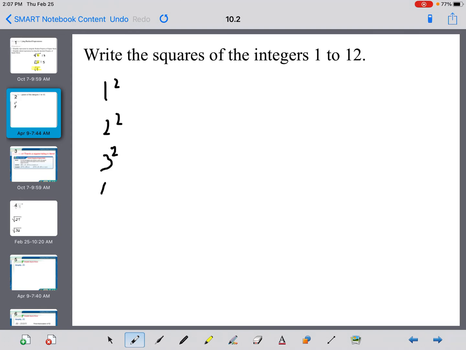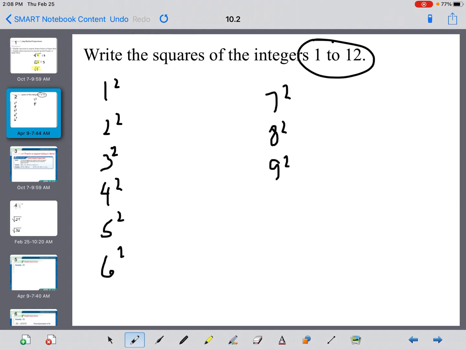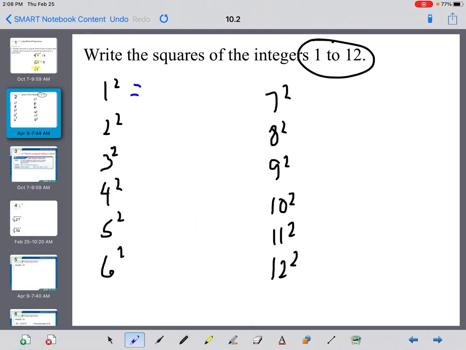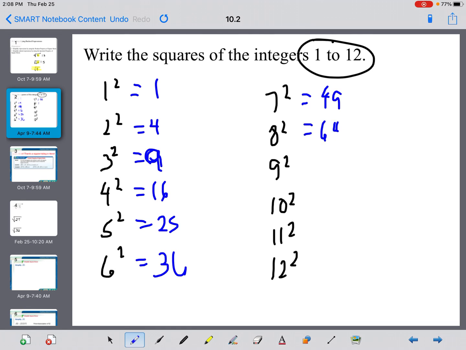So 1 squared, 2 squared, 3 squared, 4 squared, 5 squared, 6 squared. I've asked you to do 1 through 12: 7 squared, 8 squared, 9 squared, 10 squared, 11 squared, and 12 squared. Now, you shouldn't have any trouble knowing most of these. It's just 3 times 3, that's 9, 4 times 4, 5 times 5. So these should be very familiar to you. In fact, from pre-algebra, you probably know all of these anyway. But I'm just wanting to make sure that we are familiar.